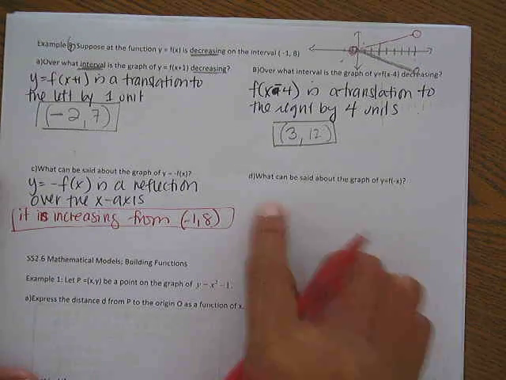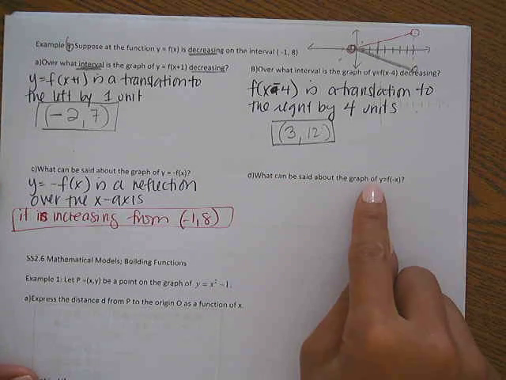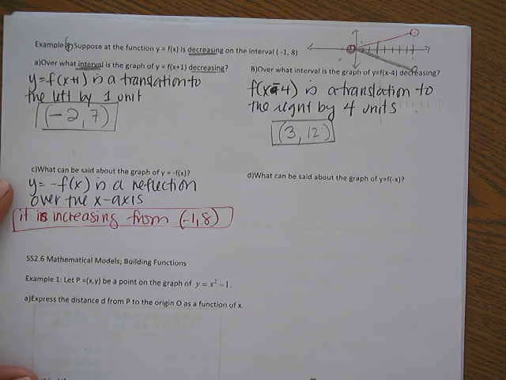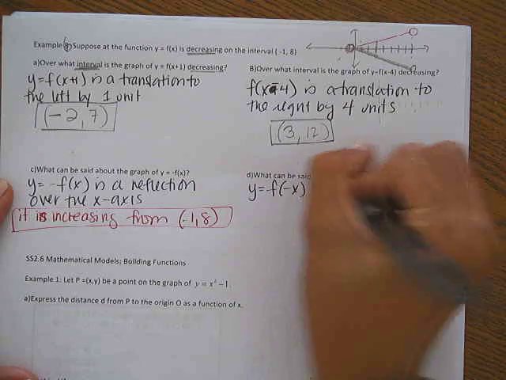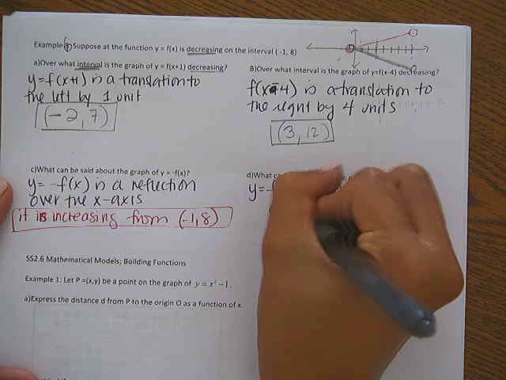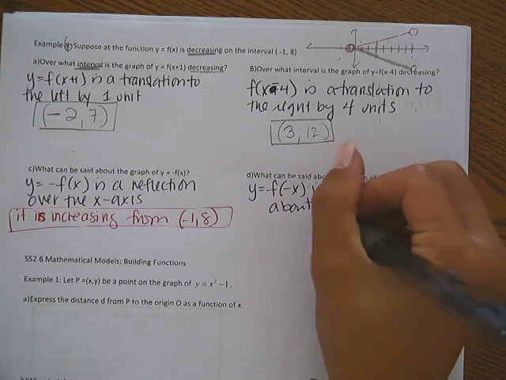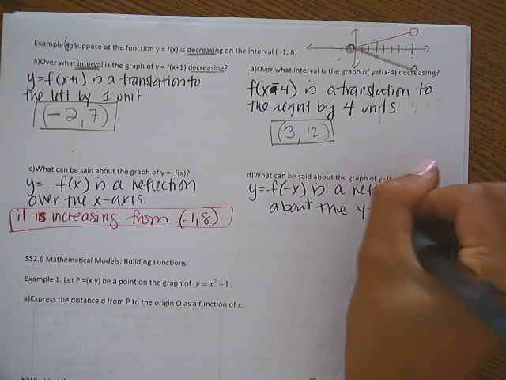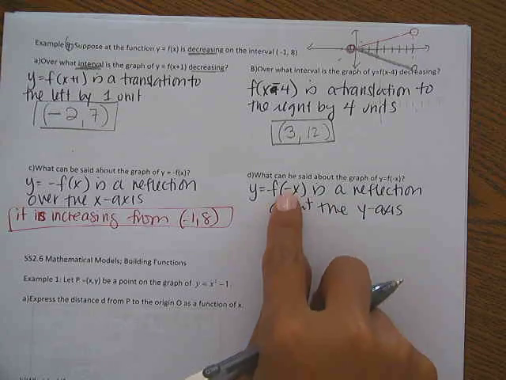All right, last piece of 2.5 notes. What can be said about the graph of y equals f of negative x? So y equals f of negative x. It's a reflection about what? The y-axis, right? Because if it's the x-axis, the negative's in the front; for the y-axis, the negative's inside.